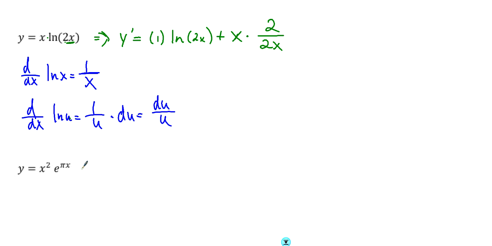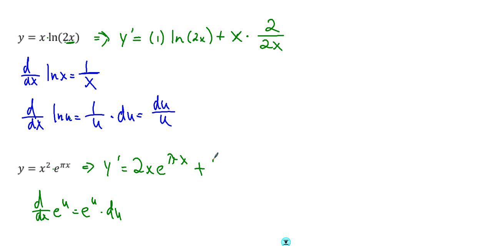And then the last one is basically the one we used up there, e to the u. So the derivative of e to the u is e to the u times du. So y prime, again, we're doing chain rule here. So it's 2x e to the pi x plus x squared times now the derivative of that, which is e to the u times the derivative of u, which is pi. And that's our derivative.